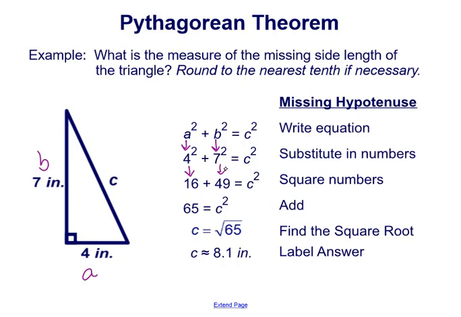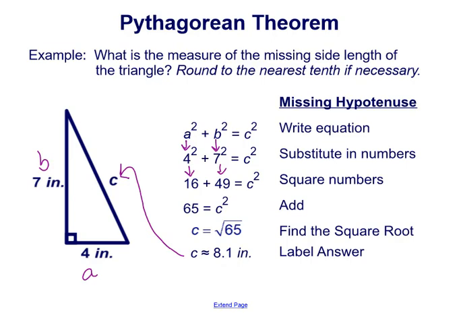We'll then find the square root of both sides to undo that squaring for c squared. So c equals the square root of 65. And since we're rounding to the nearest tenth, we want to approximate that the square root of 65 is 8.1. So the hypotenuse, the missing side length of the triangle, C, is approximately 8.1 inches.